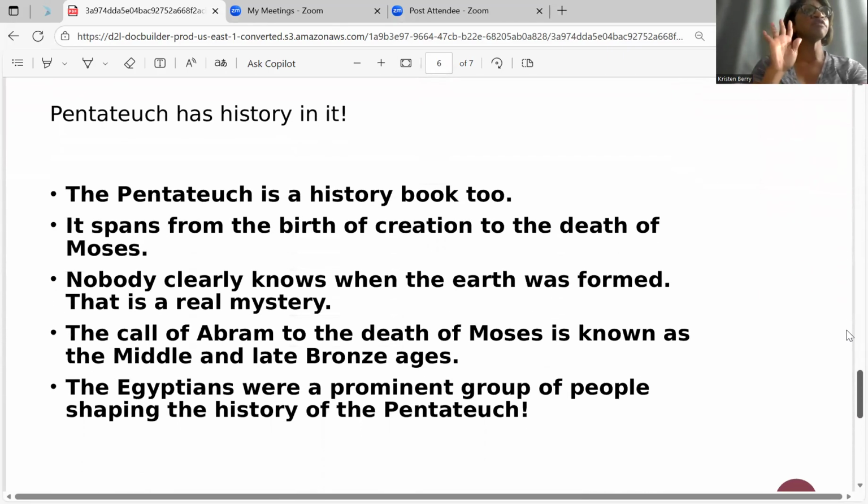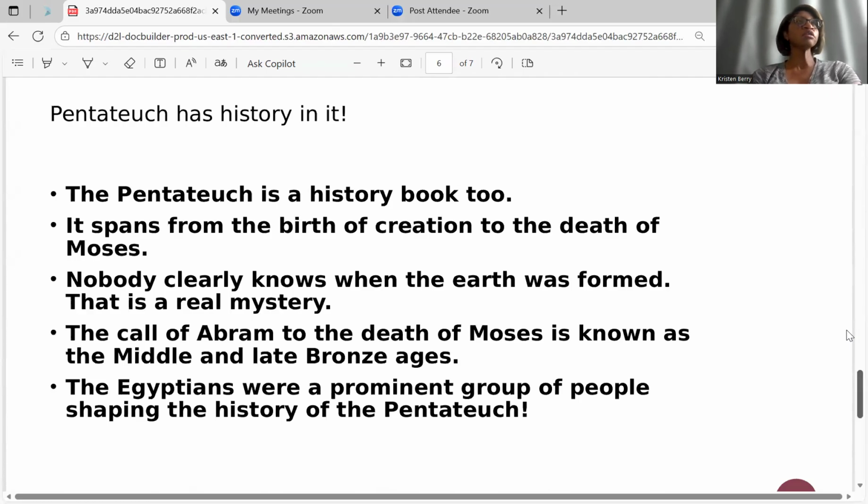The Pentateuch is the first 5 books, of course, but you also get a history lesson. It spans Genesis, Exodus, Leviticus, Numbers, and Deuteronomy. In the beginning, in Genesis, you get creation, people come on the scene, and then we end Deuteronomy with the death of Moses.